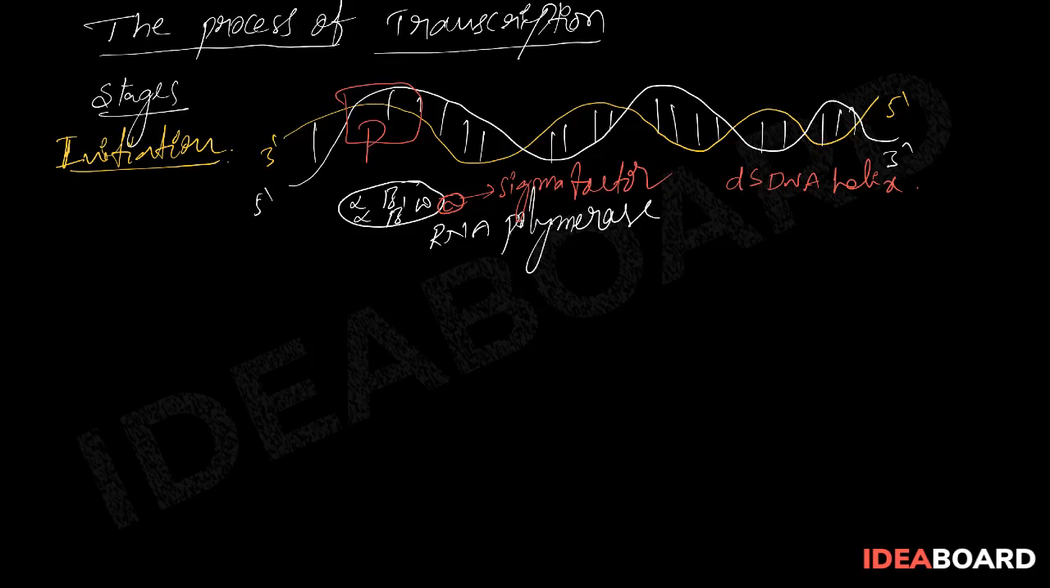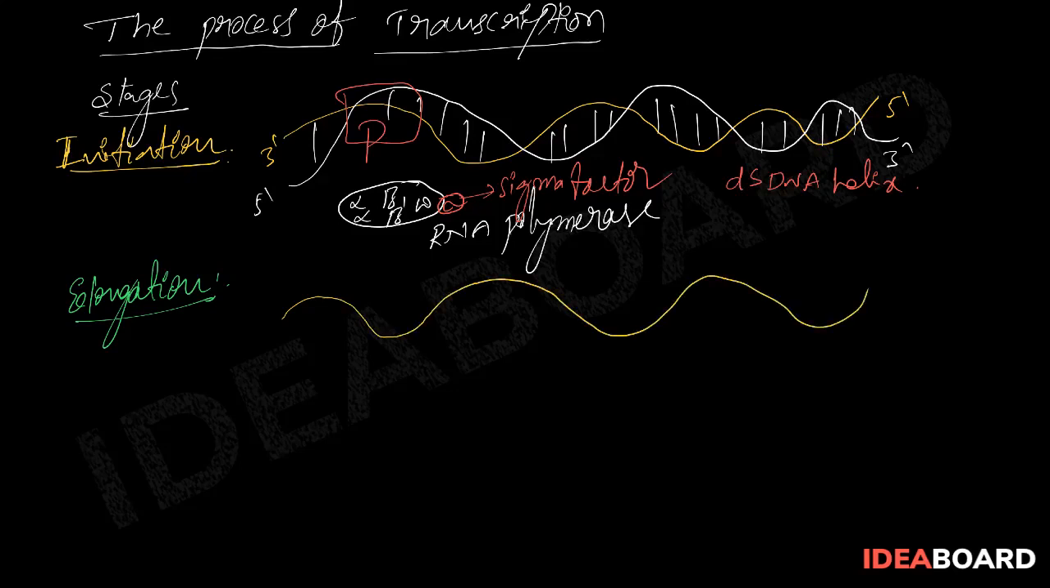Next, the second stage is elongation. Once initiation is completed, the RNA polymerase can move along the length of the double-stranded DNA.